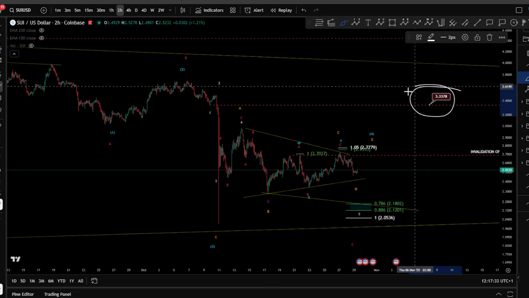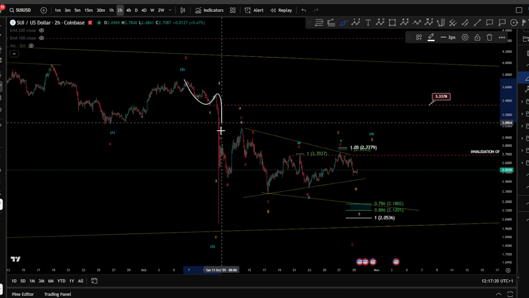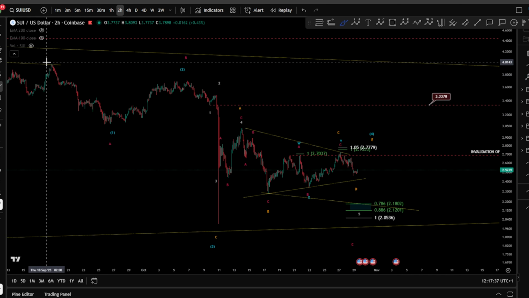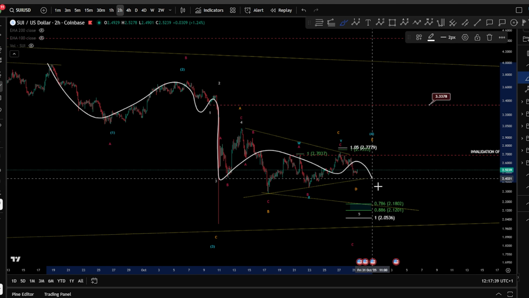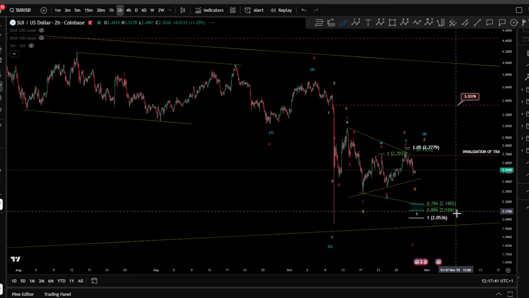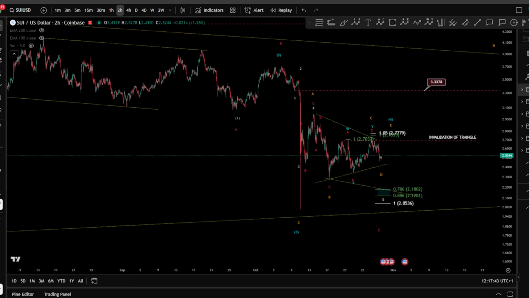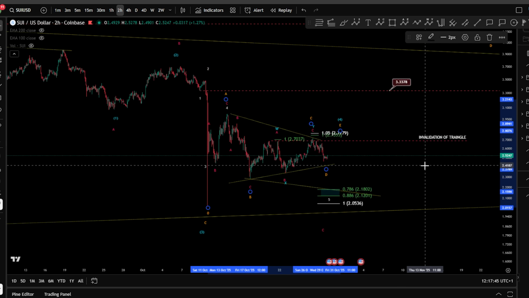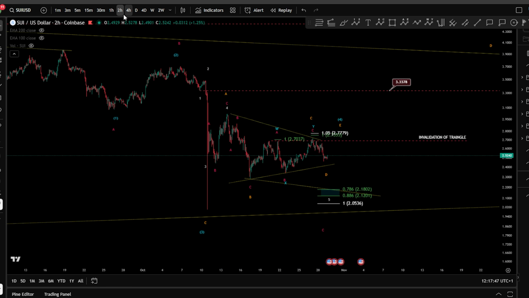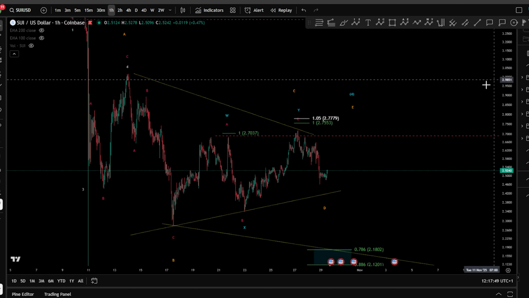Why? Because we didn't take the invalidation of the bearish count, which is 1, 2, 3, 4, and a 5, or 1, 2, 1, 2, 3, 4, and a 5. So yeah, things are still showing some potential for lower prices, guys. We're not yet relieved for bullish and so on. I already mentioned this in every single video.